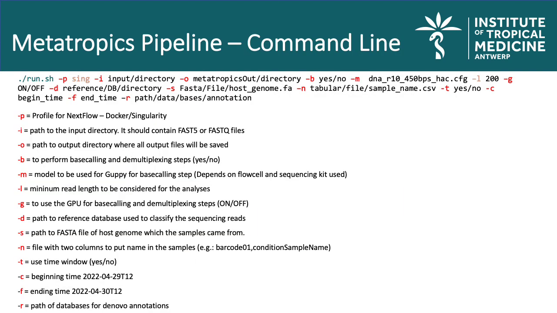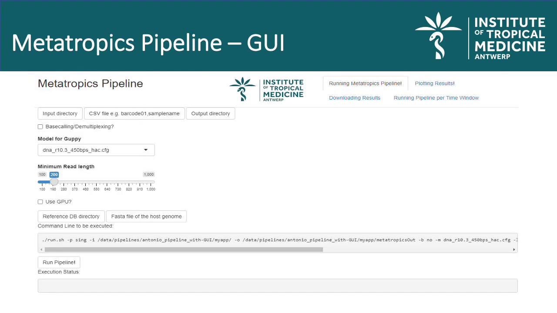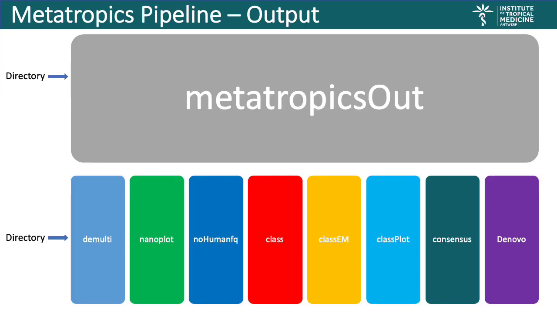Here we can see the command line interface of the pipeline, where it's possible to set different parameters which will change the behavior of the pipeline, such as the container system, use of GPU resources for basecalling and the multiplexing steps, minimum length, threshold for reads, and time window for Oxford Nanopore data. We can see now the graphical user interface being developed, where the same parameters from the command line interface can be set. Now I'd like to show an overview of the output files the pipeline is generating.